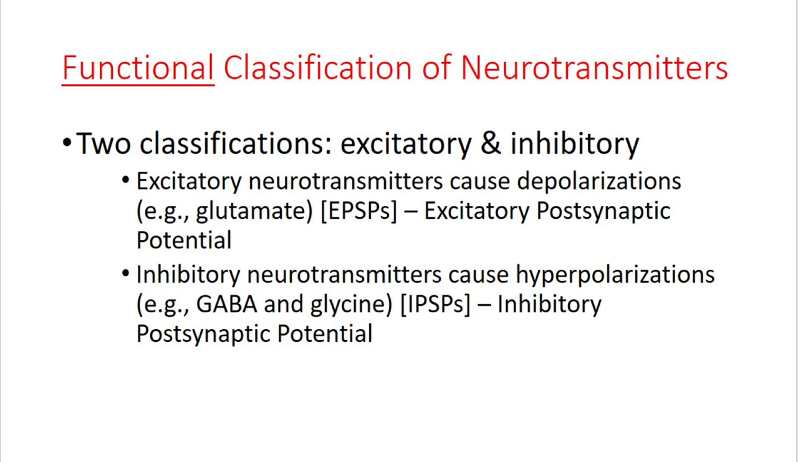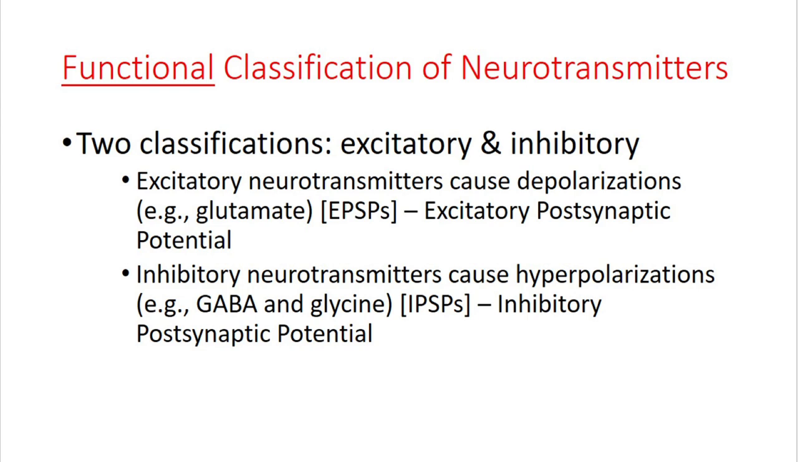But we also want to look at the functional classification of neurotransmitters. So we want to look at what they do. When it comes to the functional classification, there are two types, excitatory and inhibitory. Excitatory neurotransmitters cause depolarizations, whereas inhibitory neurotransmitters cause hyperpolarizations. You've been introduced to that idea already. Depolarizations are excitatory. Hyperpolarizations are inhibitory.